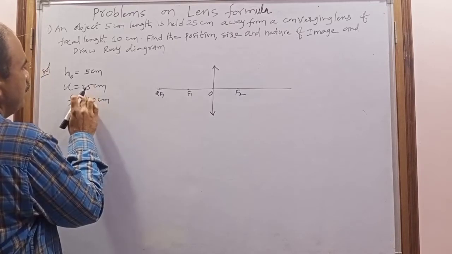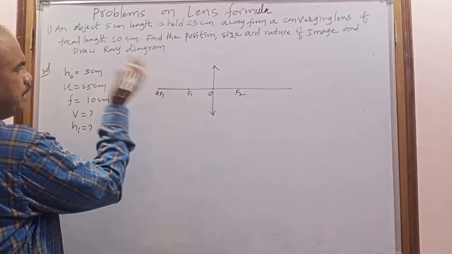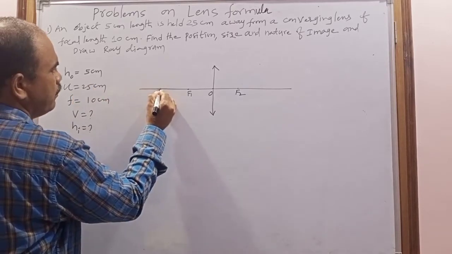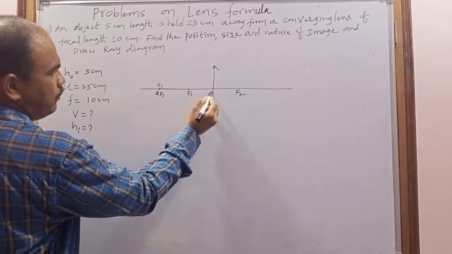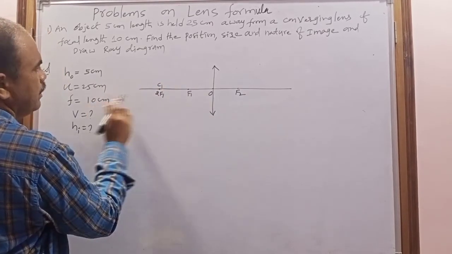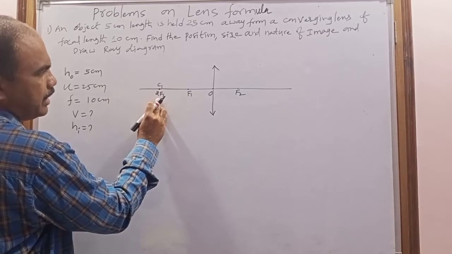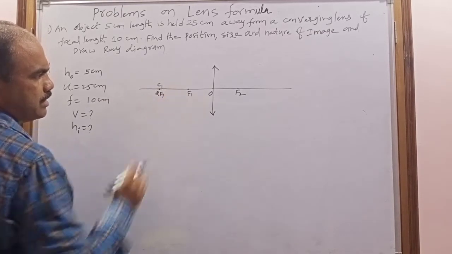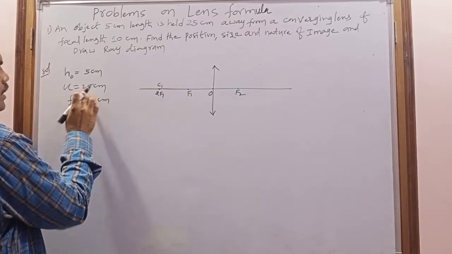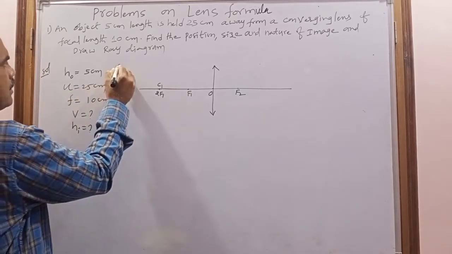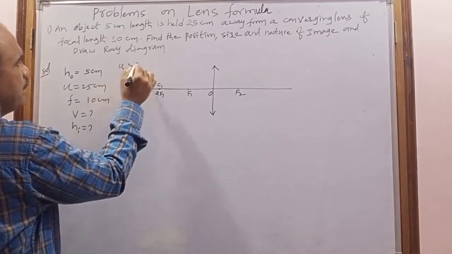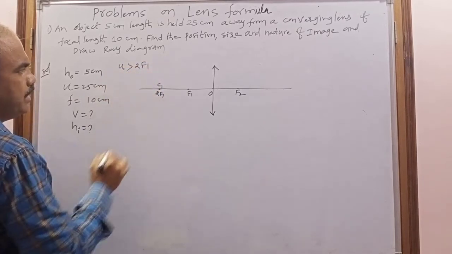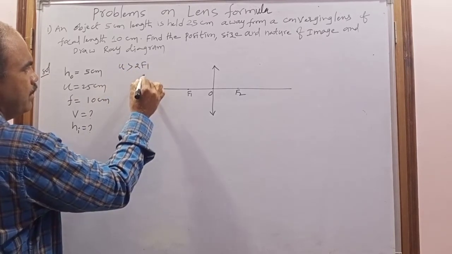And now this is 25. 25 means the object is beyond 2f1, or c1. From O to f1 is 10 and f1 to 2f1 is again 10, total 20. That is nothing but up to c1 or 2f1. What is the distance? 20. But the object distance is 25. Now u is greater than 2f1, and the object is beyond c1 or 2f1.